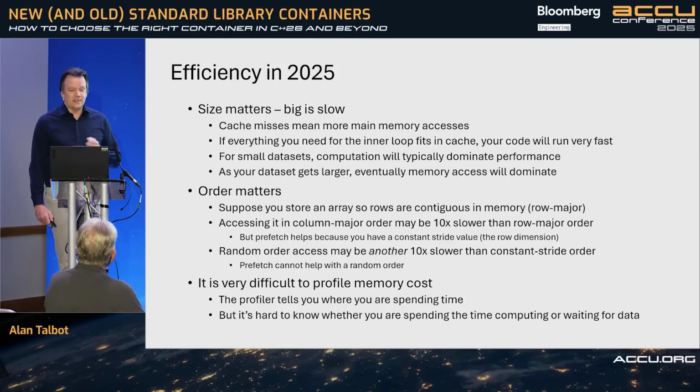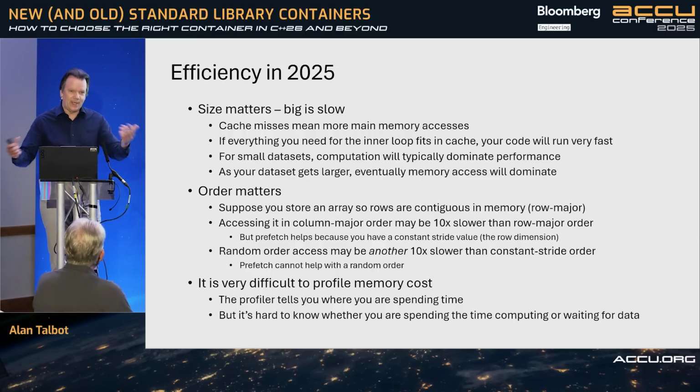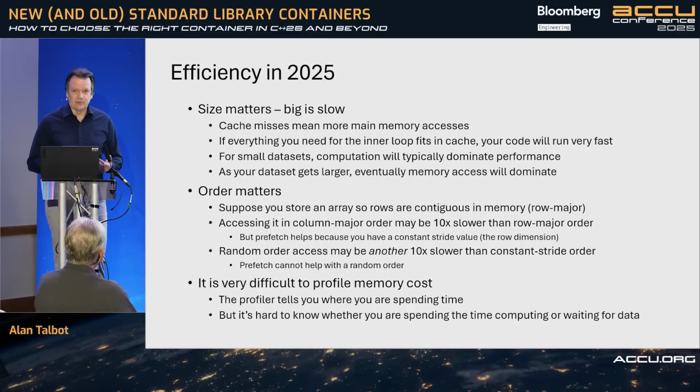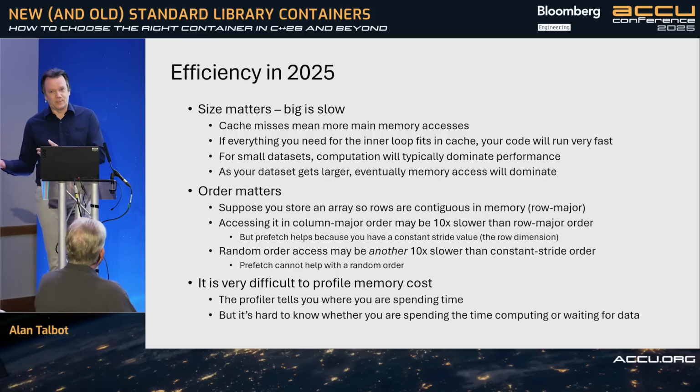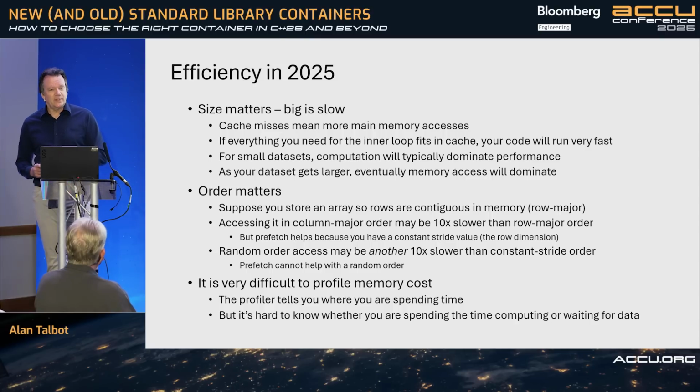So this means that size matters. Big is slow. The more stuff you have to get to out in main memory, the slower things go. If it fits in inner cache, things go really fast, which means that for small data, computation tends to dominate. But for large data, eventually memory access will dominate your program. Order matters. So if you're storing, let's say you're storing an array by row, so in row major order, if you access it in column major order, you get a 10 times hit because of having to keep going out to memory.